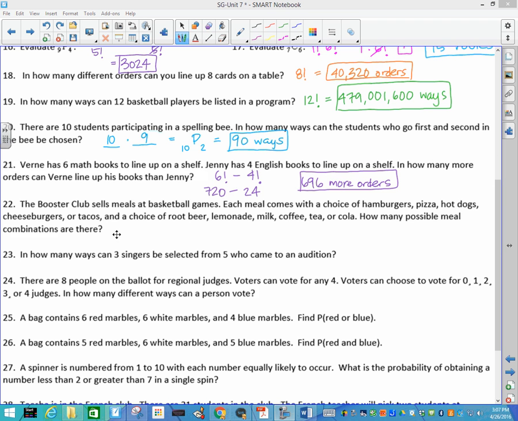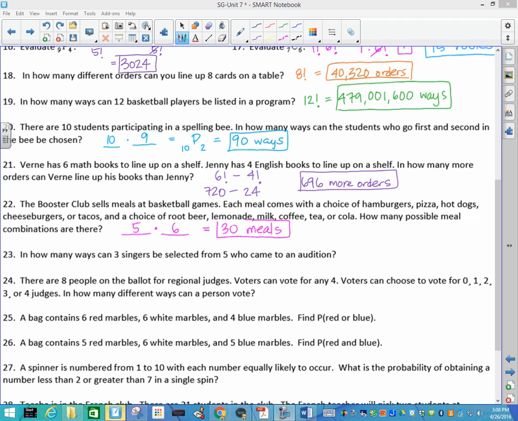Okay, so the Booster Club sells meals at basketball games. Each meal comes with a choice of hamburgers, pizza, hot dogs, cheeseburger, or tacos, and a choice of root beer, lemonade, milk, coffee, tea, or cola. How many possible meal combinations? So you're going to have an entree basically, and you're going to have a drink. So you only have two choices. How many choices for your entree? Hamburgers, pizza, hot dogs, cheeseburgers, or tacos. That's five choices. Root beer, lemonade, milk, coffee, tea, or cola. That is six choices. So when I multiply together, I have 30 possible meal combinations, or meals is fine.